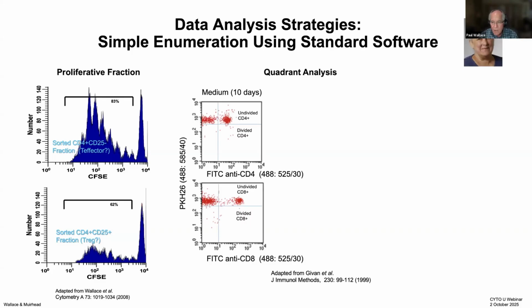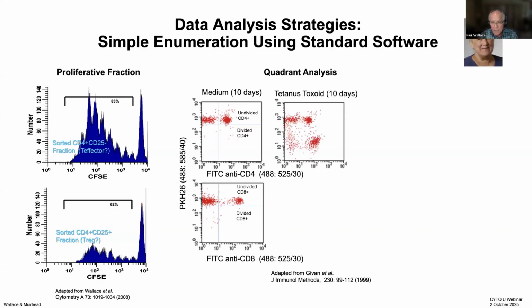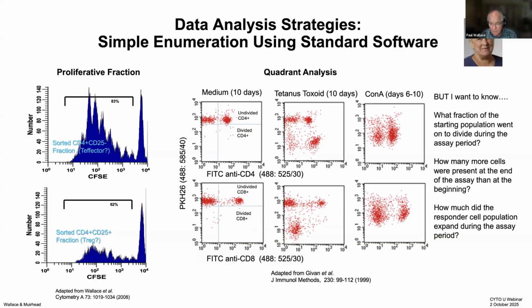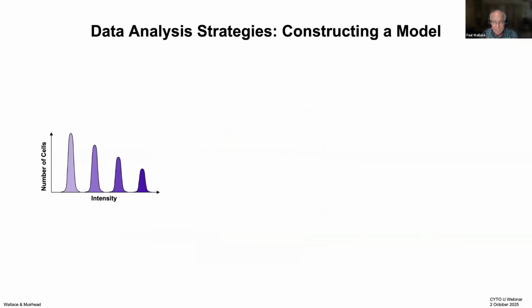Similarly, a simple quadrant analysis can be used to analyze a two-color dye dilution study and quantitatively say that CD4 positive peripheral T cells proliferate more strongly to tetanus toxoid than the CD8 cells, right? Adding concanavalin A to the cultures on day 6 drove extensive proliferation of both the CD4 and the CD8 T cells. However, descriptive analysis or simple enumeration can address several other questions important for the development of vaccines or cellular therapies.